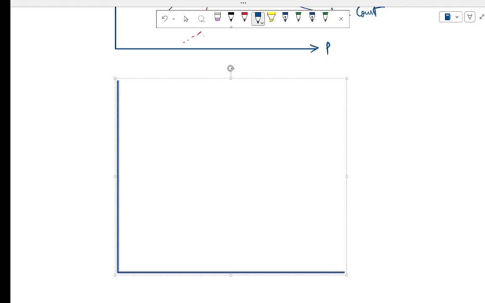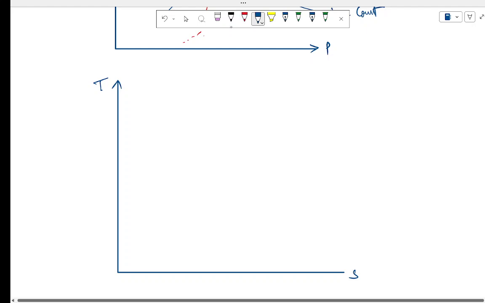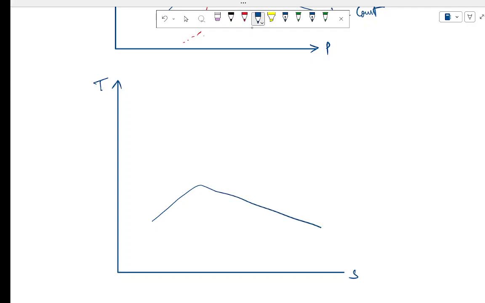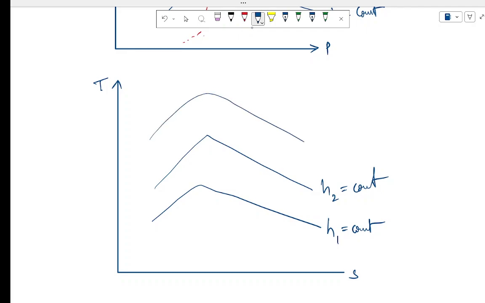So let us now look at how my TS diagram looks for my mu equal to 0 curve. For this, let me take one isenthalp here, H1 equal to constant, and one more isenthalp here, H2 equal to constant. Basically they are curves. So this is how it is going to look. And then if I keep joining these maxima, okay, I'll get a curve here.